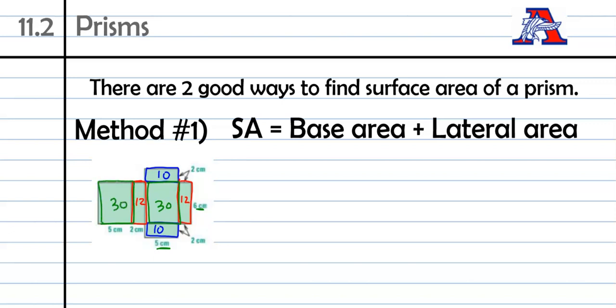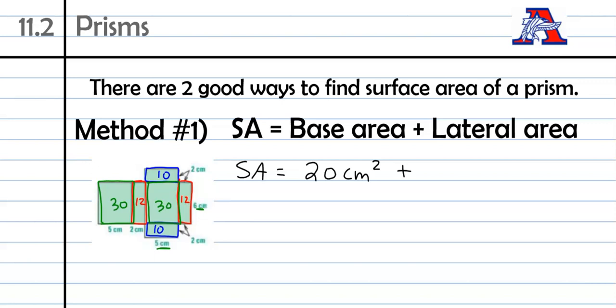Okay, so when you're finding the surface area, you're really just adding all of those together. I like to keep them a little bit organized by doing the total base area. So that would be our 10 plus 10, which is 20. And I am going to not be lazy and write centimeters squared here. And then we're going to add to it our lateral area.